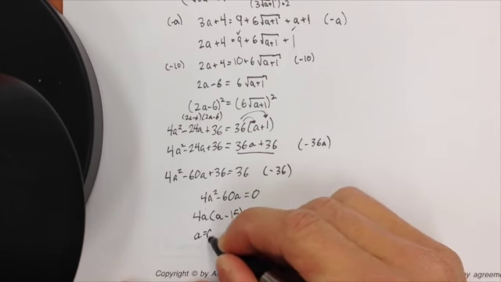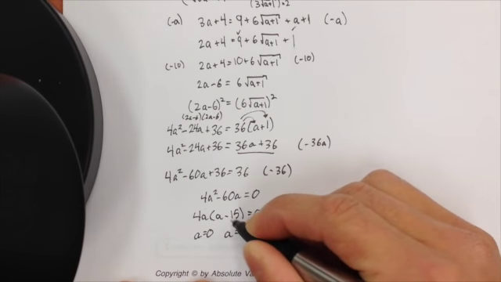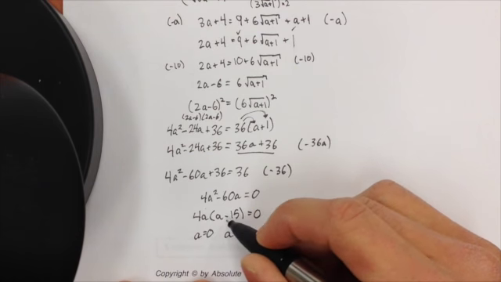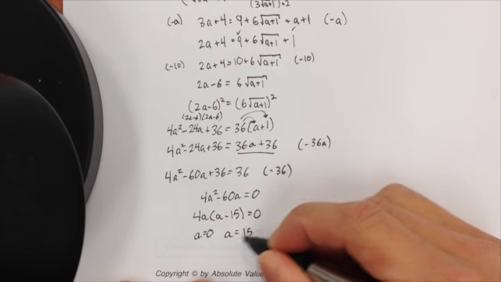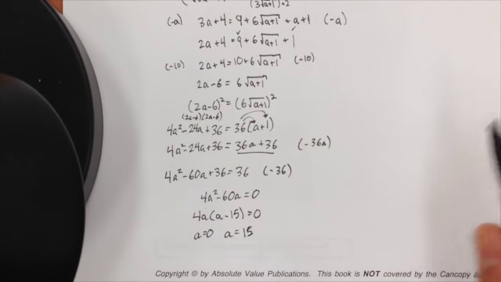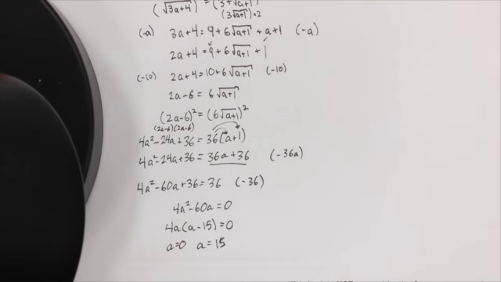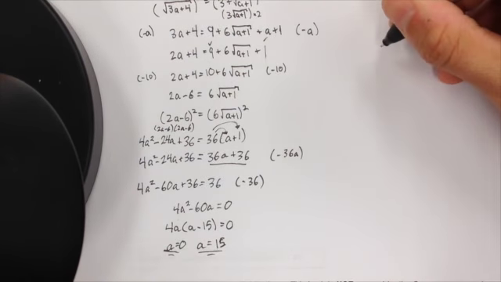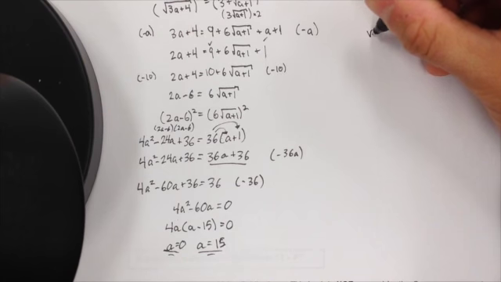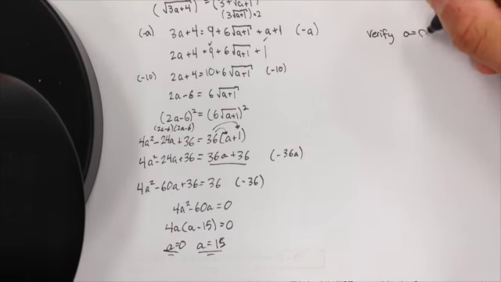So a is equal to 0, but a is also equal to, if we solve this algebraically, positive 15. By now you should just be able to recognize what that's going to be, but a is equal to 15. Now let's verify which one of these solutions it is going to be. Is it going to be a equal to 0 or a equal to 15? Now let's verify a equal to 0.